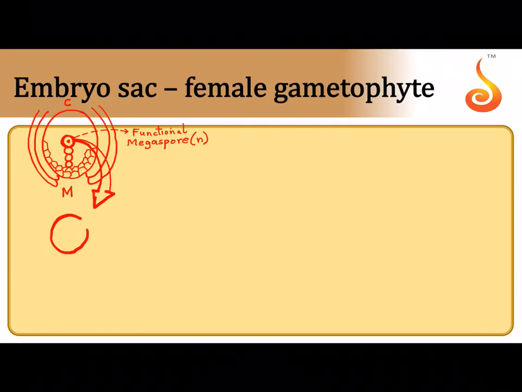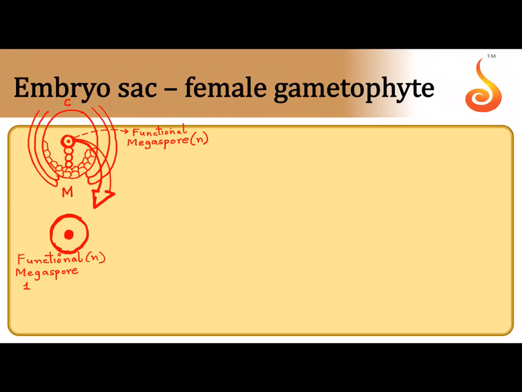This is the megaspore that lives. So what did we call it? Functional haploid megaspore. There is only one megaspore because 3 out of 4 died. So this one megaspore, its fate is it has to develop to become the embryo sac.